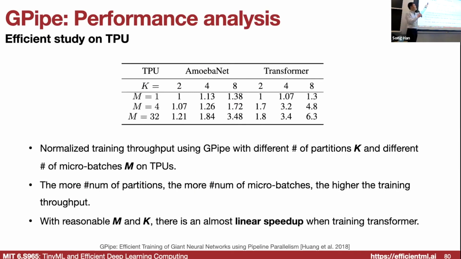So let's do some performance analysis for this method. K is the different partitions, and M is the number of micro batches. K can also mean the number of nodes or GPUs. We can see that as we increase K, from 2 to 4 to 8, in general, as we increase the number of GPUs, the speed becomes faster for both vision and NLP tasks, for CNNs and transformers. And also, if we increase M, subdividing the data into even smaller chunks, the performance also increases the amount of utilization. So with reasonable M and K, there's almost a linear speed up when training transformers. With 8 nodes, we can achieve 6.3x speed up.